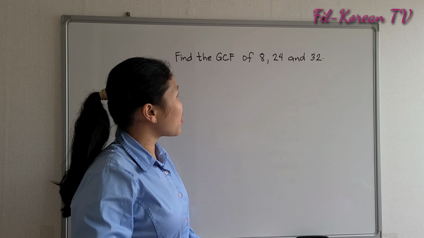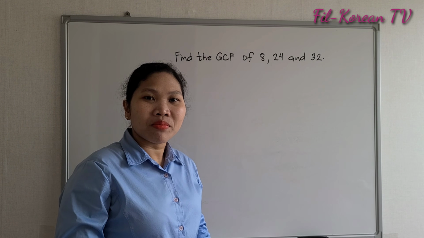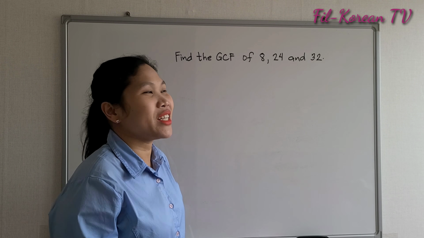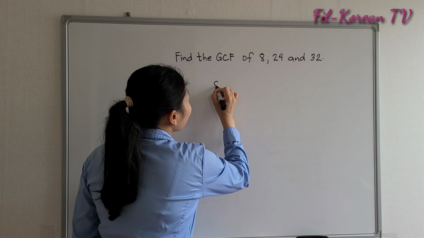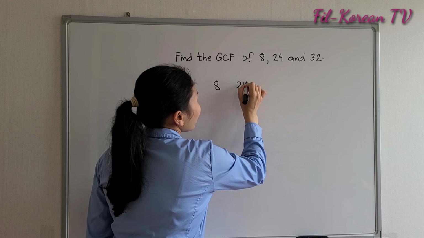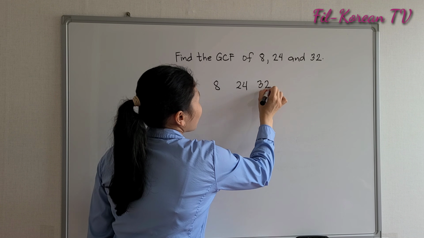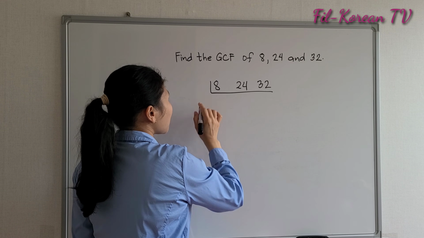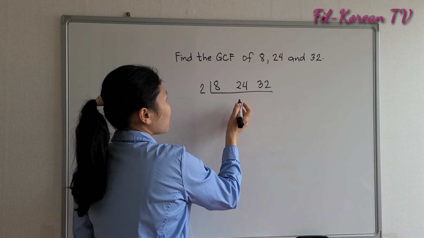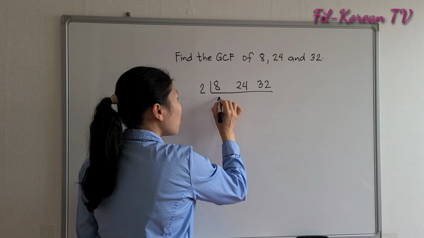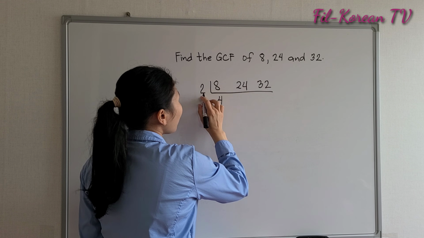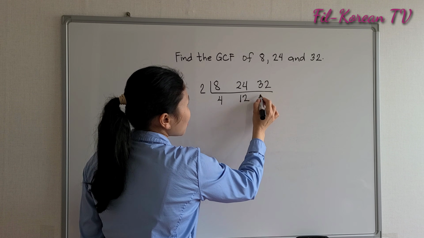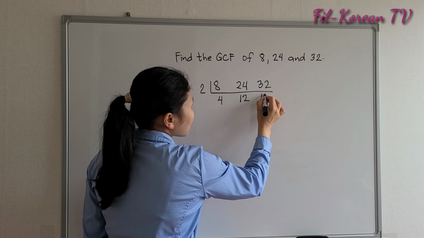Find the GCF of 8, 24, and 32. This time, we will use the continuous division method only. 8, 24, 32. What prime number can divide the three numbers? Of course, 2. 8 divided by 2, 4. 24 divided by 2, 12. 32 divided by 2, 16.